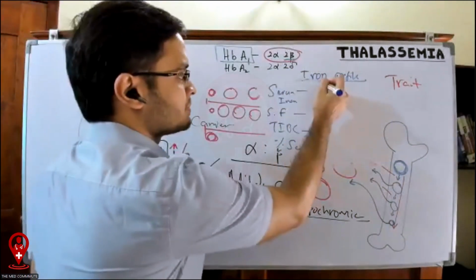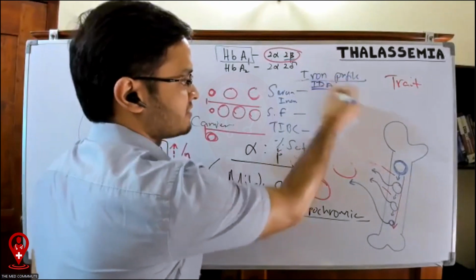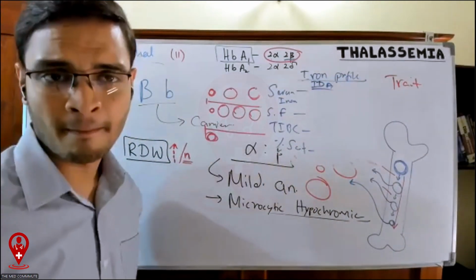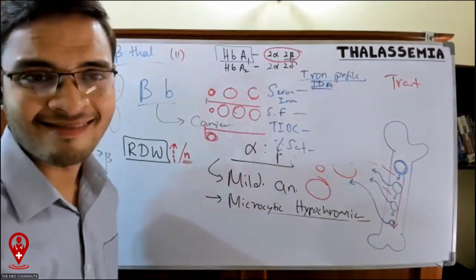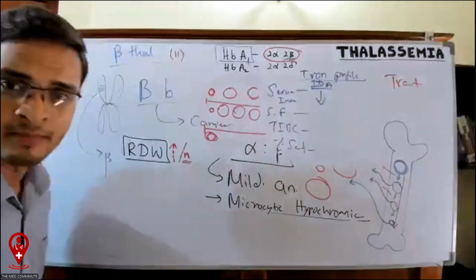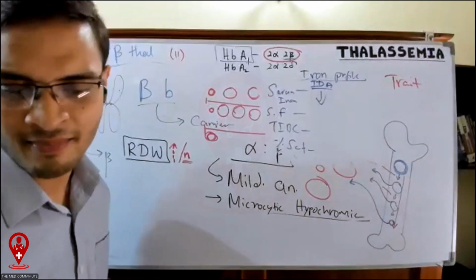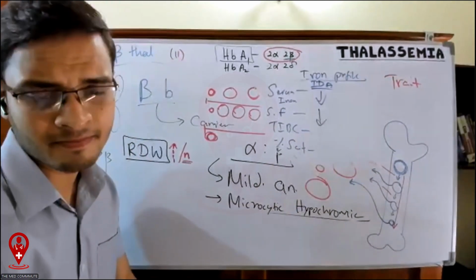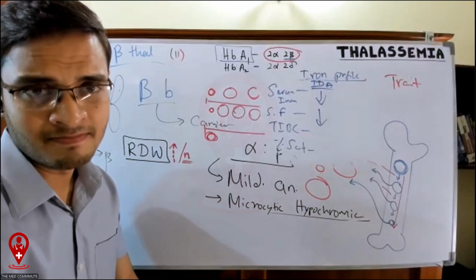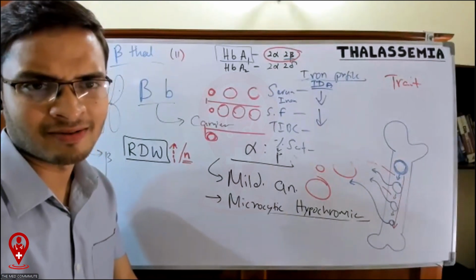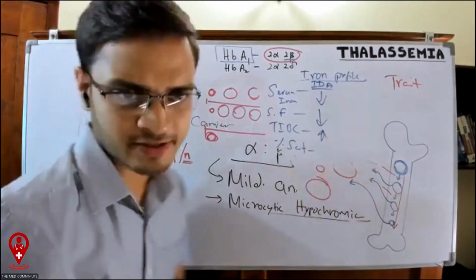Serum iron, come on, unmute and tell me. In iron deficiency anemia, serum iron, what happens? Reduced. Serum iron reduced. Serum ferritin? Reduced. Total iron binding capacity? Increased.